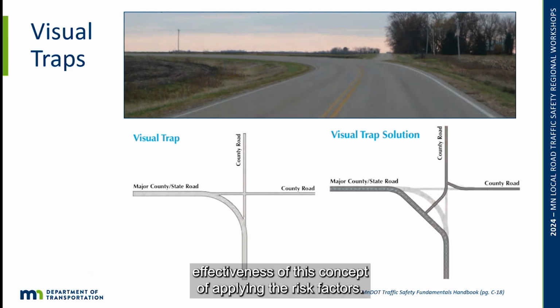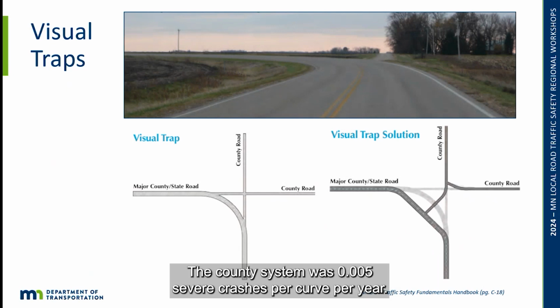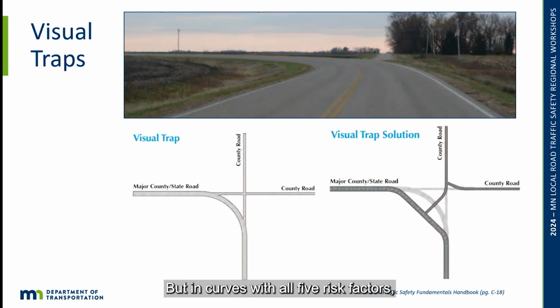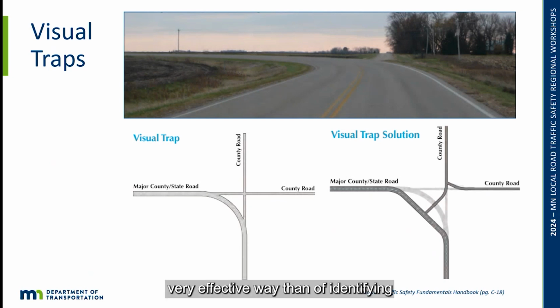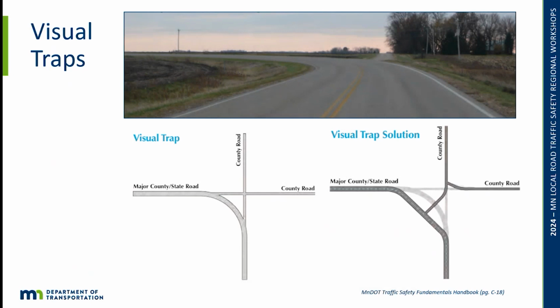Here is a demonstration of the effectiveness of this concept of applying the risk factors. The average density of severe crashes across 19,000 curves in the county system was 0.005 severe crashes per curve per year. But in curves with all 5 risk factors, the crash density was 0.02, 40 times higher. It was a very effective way of identifying a much smaller subset of the 19,000 curves as the best candidates for safety investment.